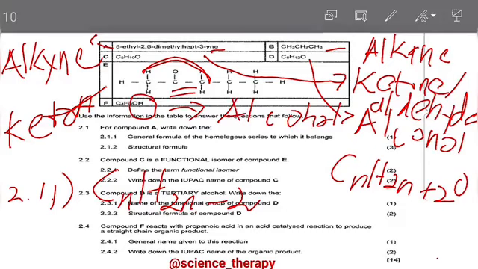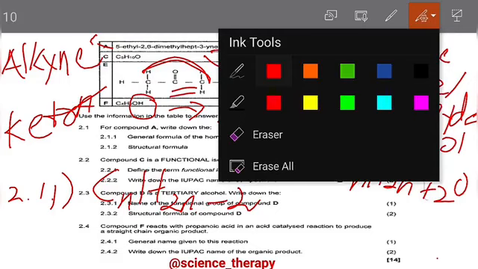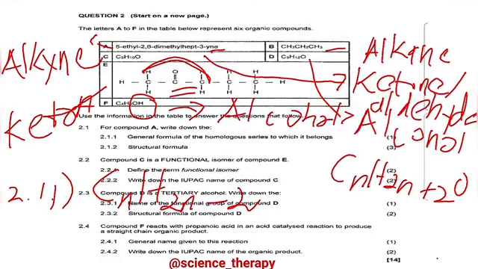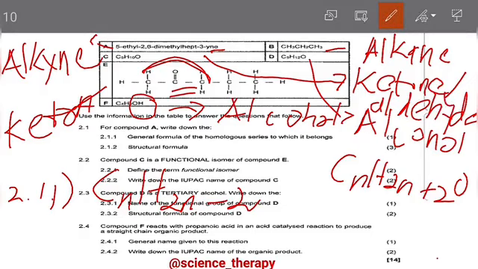Now 2.2 says compound C is a functional isomer of compound E. Now that confirms, since we have E is a ketone, that C is obviously an aldehyde. Remember, our functional isomers are your aldehyde to ketone or your carboxylic acid to an ester. So here we have aldehyde to ketone. If we are given that E is a ketone, that means C is obviously an aldehyde.